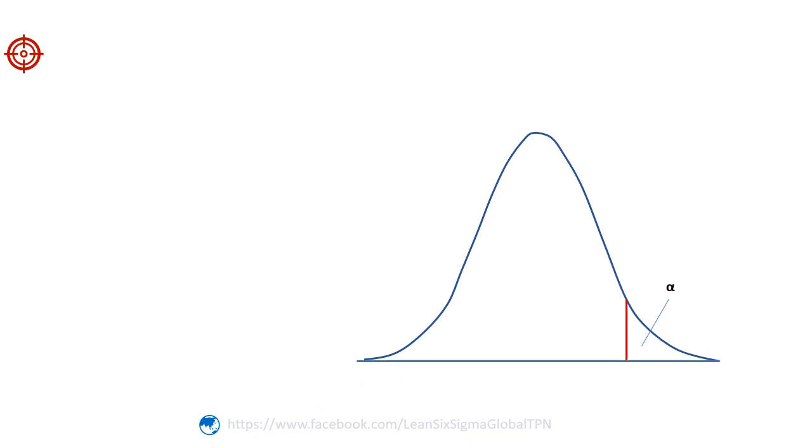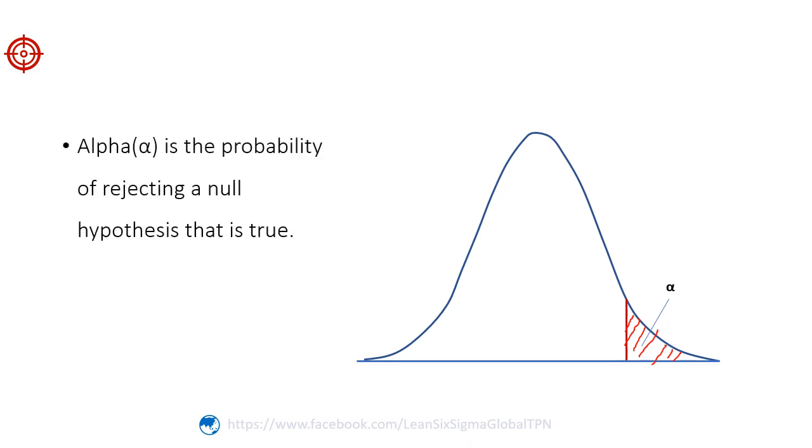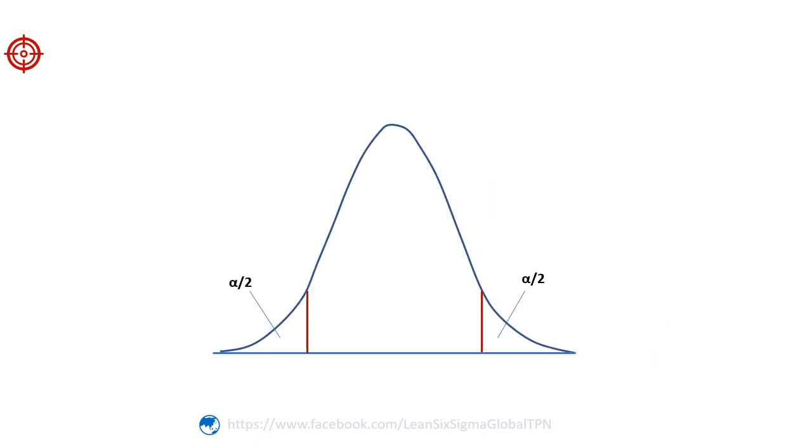This area represents the probability of rejecting a null hypothesis that is true. This probability is called alpha. We always select it before performing the hypothesis test. Let's examine alpha for a two-sided test.